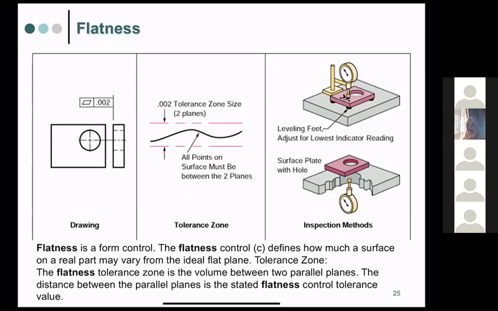Okay, and then the next one is flatness. So if straightness is two-dimension, kelurusan, then flatness is three-dimension. Flatness, kerataan, yeah, it is three-dimension.